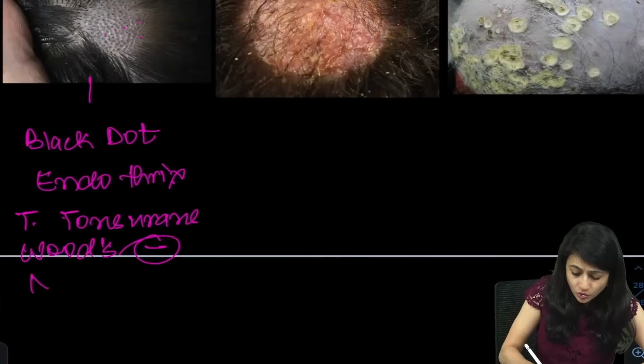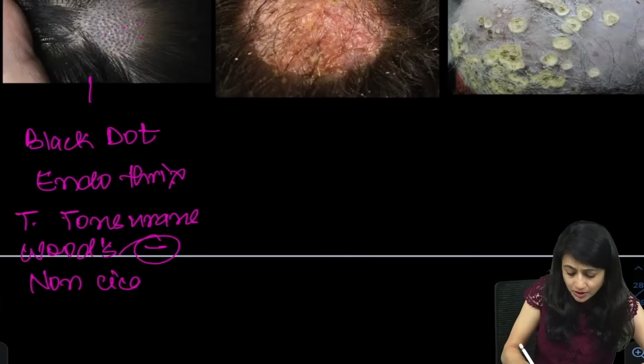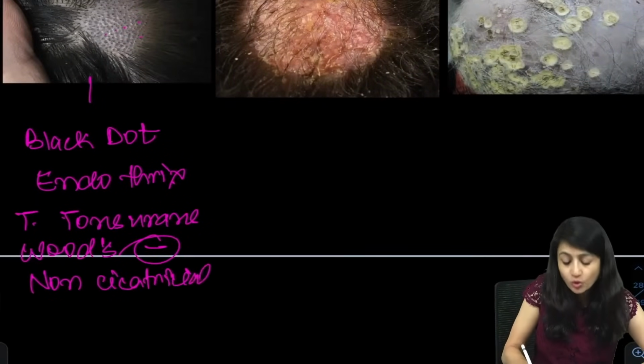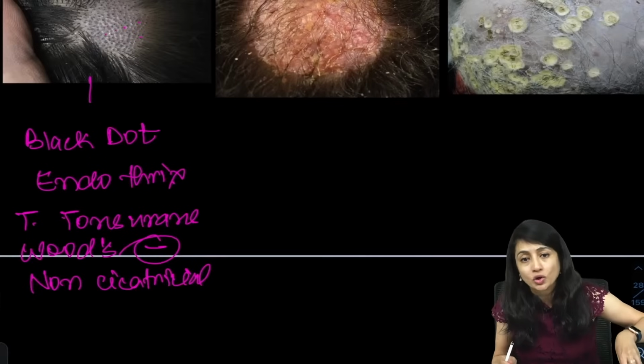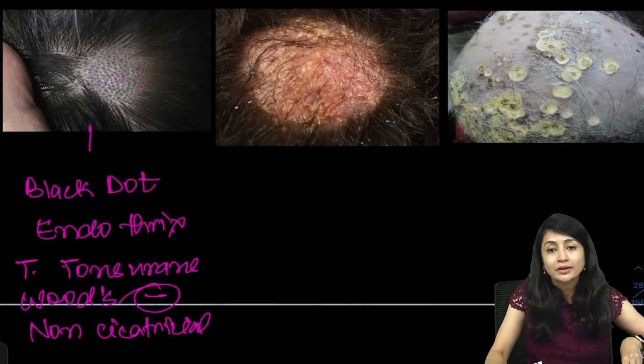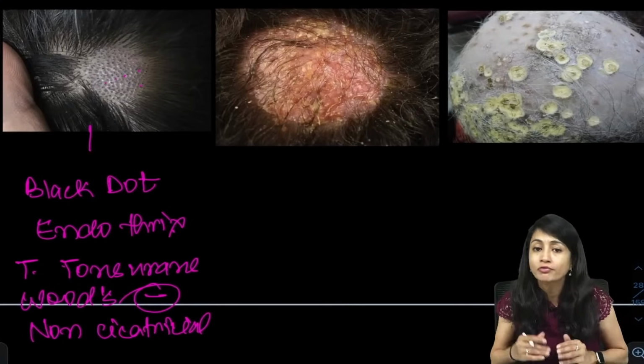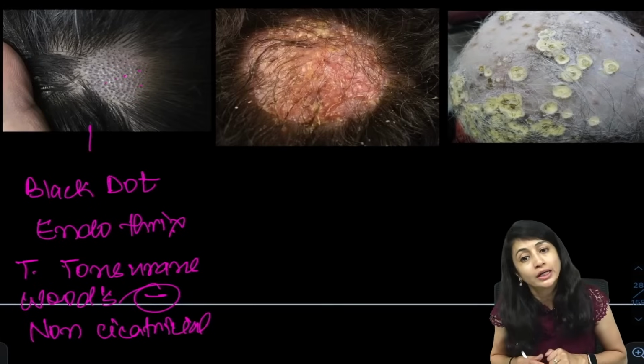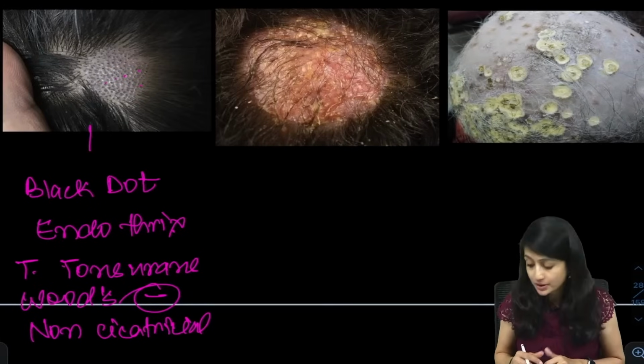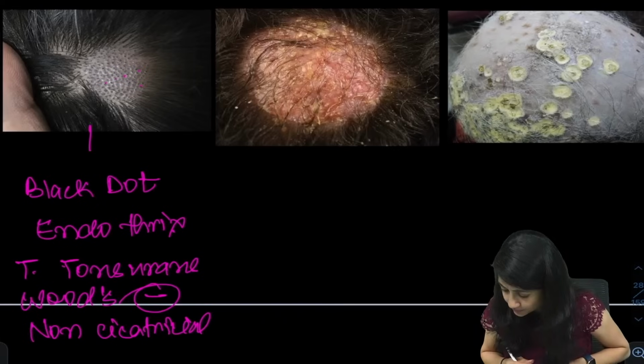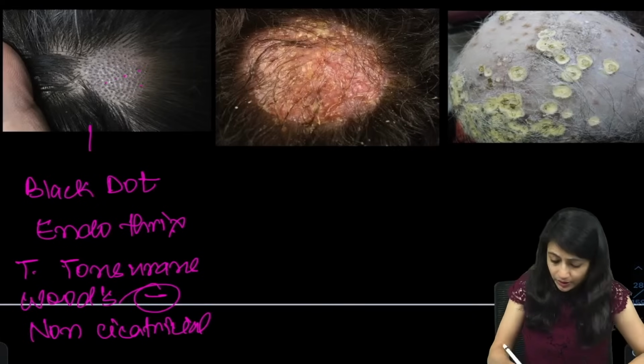And this is also a non-cicatricial kind of tinea capitis. Both black dot and grey patch are non-scarring, whereas these two other variants are scarring kind of tinea capitis, or inflammatory type of tinea capitis. Clear? Very good. So this is right.